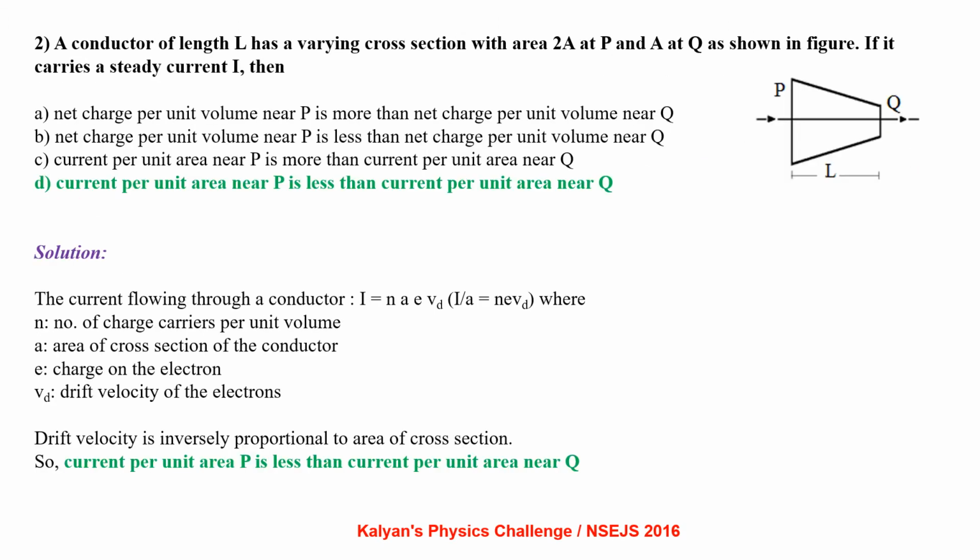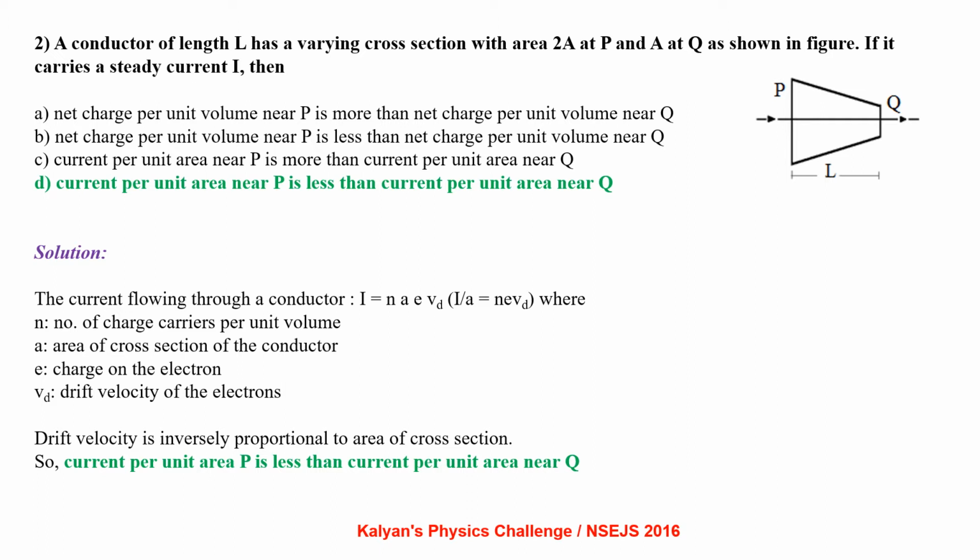A conductor of length L has varying cross section with area 2A at point P and A at point Q as shown in figure. If it carries a steady current I, then net charge per unit volume near P is more than net charge per unit volume near Q. Net charge per unit volume near P is less than net charge per unit volume near Q. Current per unit area near P is more than current per unit area near Q. Current per unit area near P is less than current per unit area near Q.